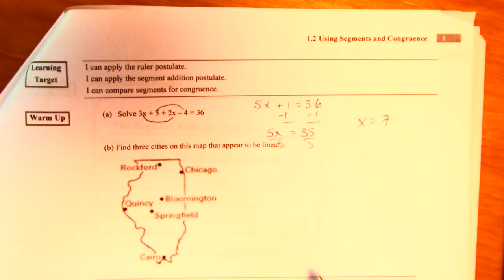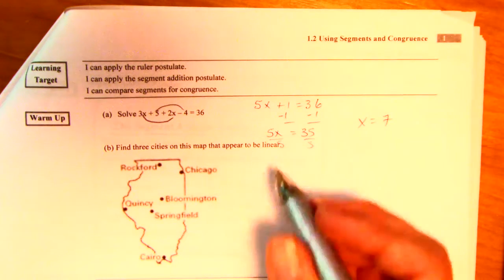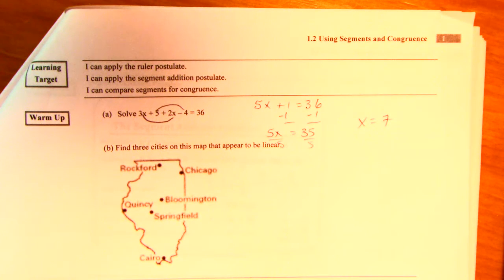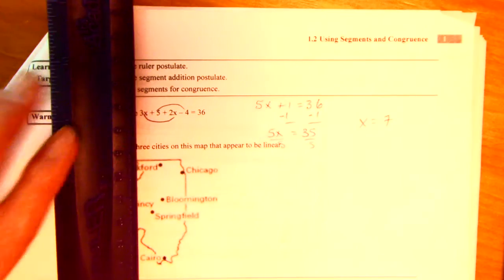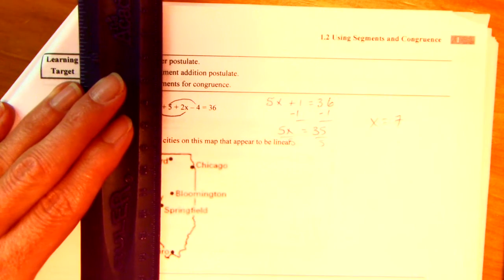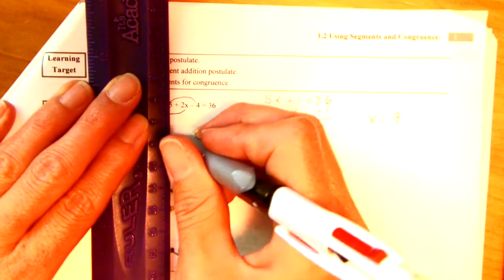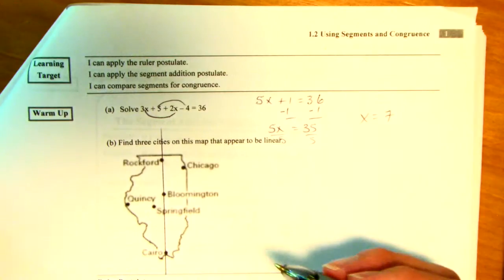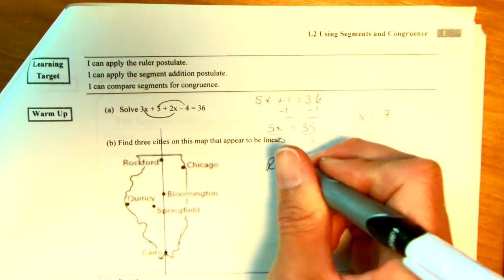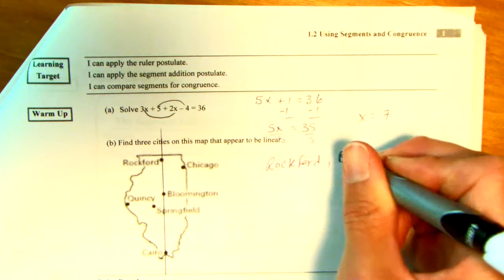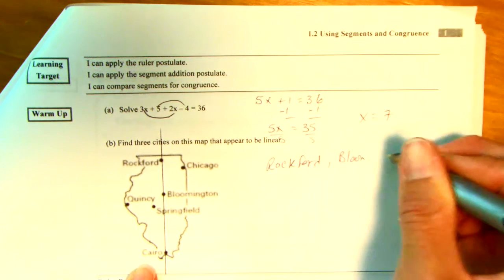Okay, let's see here. Find 3 cities on this map that appear to be linear. Of course, we can use the word collinear, but it says appear. So I'm just going to use this straight edge. If you look, it almost seems like these 3 dots right here are linear. So it could be Rockford, Bloomington, and Cairo.